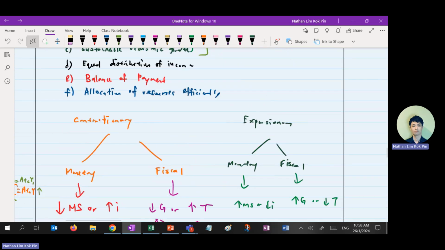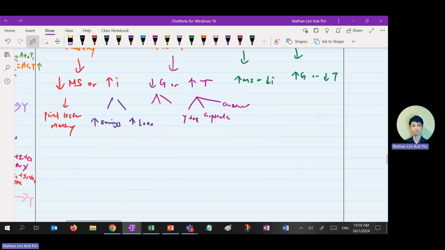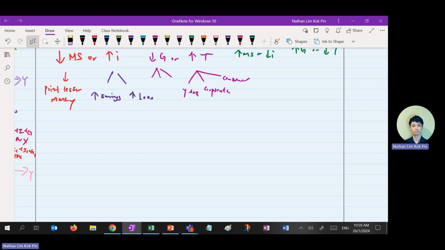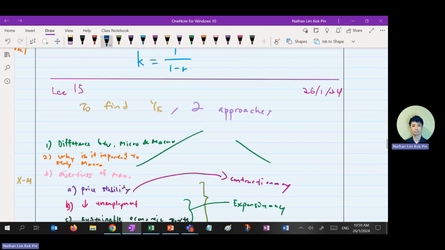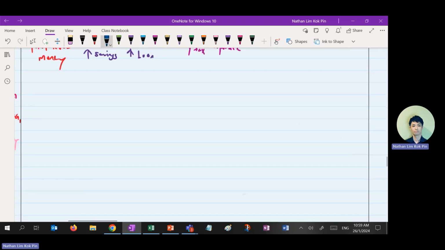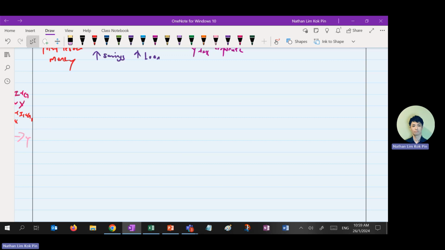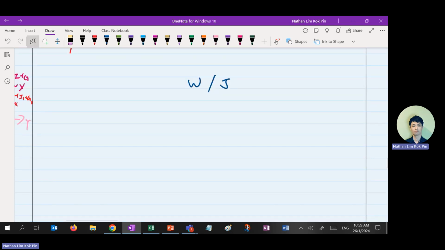Next one will be the circular flow. The circular flow diagram is actually one of the approaches. Under one of the approaches, the WJ approach. I say there are two models. First one is the circular flow of income diagram.